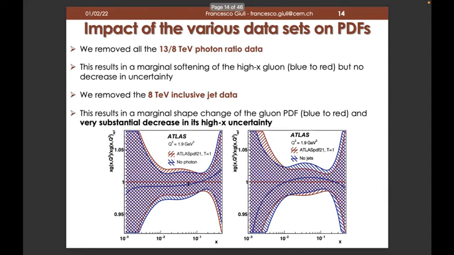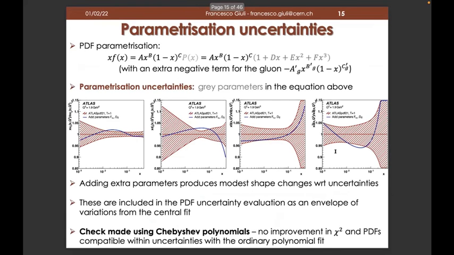Last but not least, on slide number 14, we removed the photon ratio data, the plot here on the left-hand side, and this results in a marginal softening of the high x gluon, but no decrease in the uncertainty. While when we remove the ATLAS inclusive jet data, we have a marginal change in the shape of the gluon for x greater than 0.01, sorry, but a very substantial decrease in the high x uncertainty as regards the gluon PDF.